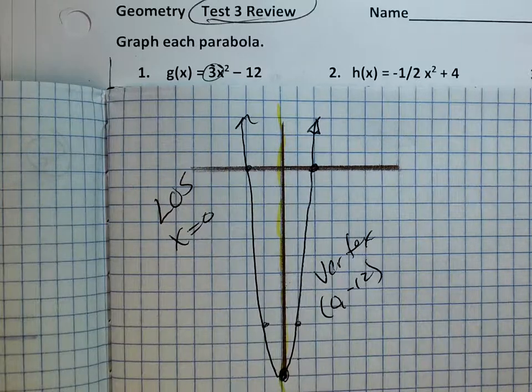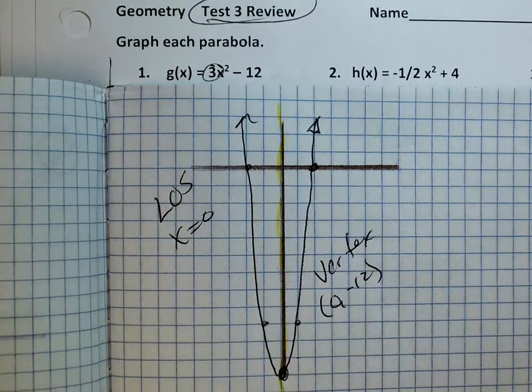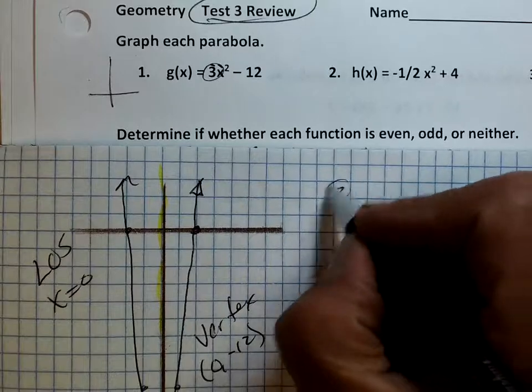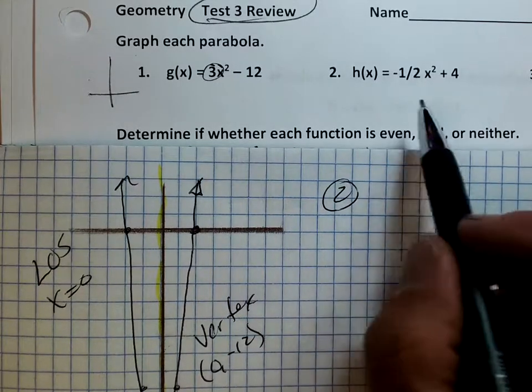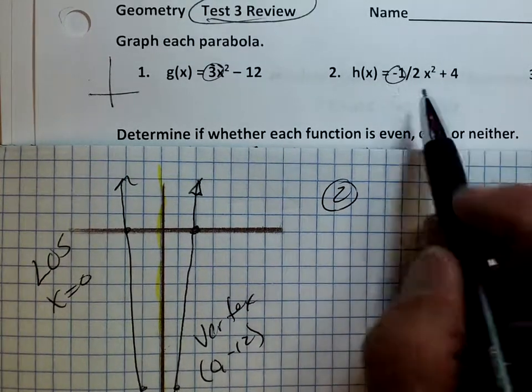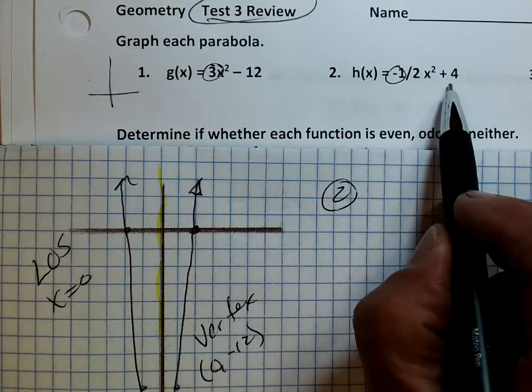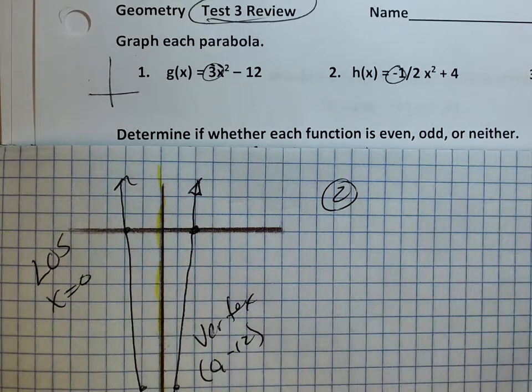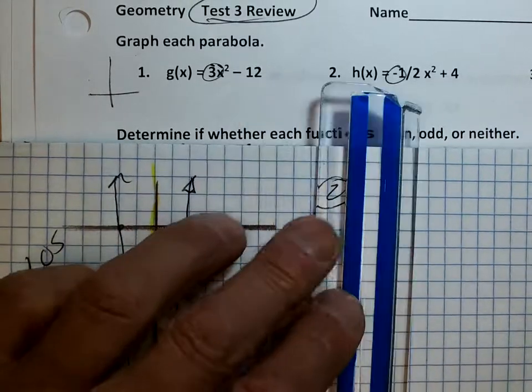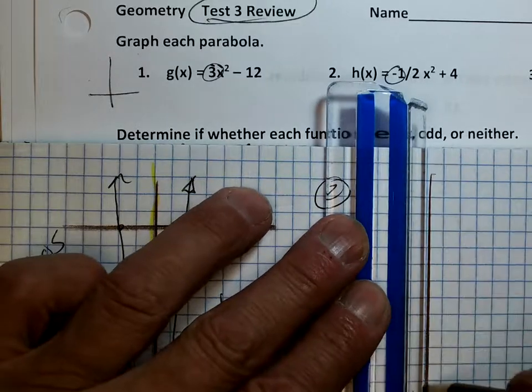Alright, and you can always pause this and stop it any time you want. Okay? Number 2. Okay, another parabola. It's going to be upside down because of the negative. We're going to start up at 4 and then go down. Half as tall. Alright, so I kind of know what I'm doing here. I'm going to go ahead and get my X and Y axis in here.